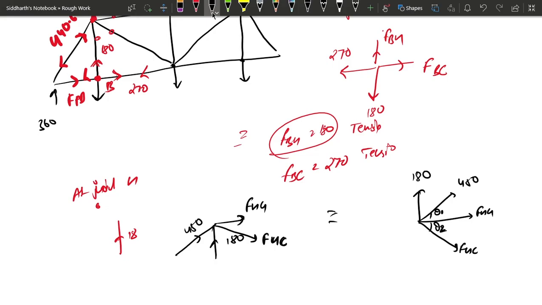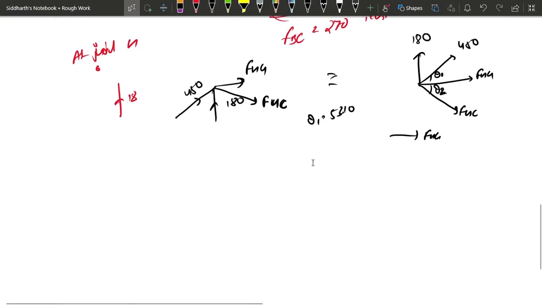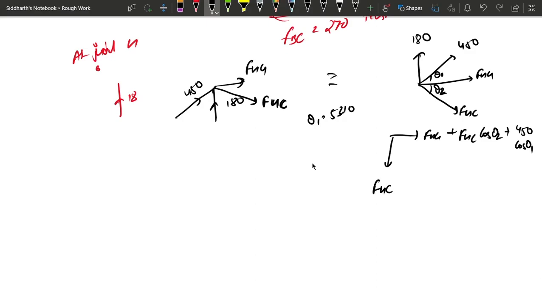So we know this theta 1 is equal to 53.10, and we can find theta 2 easily with the given information. So then it will be equal to F in HG plus F in HC cos of theta 2 plus 450 cos of theta 1, and then F in HC sine of theta 2, this will be 180 plus 450 into sine of theta 1.